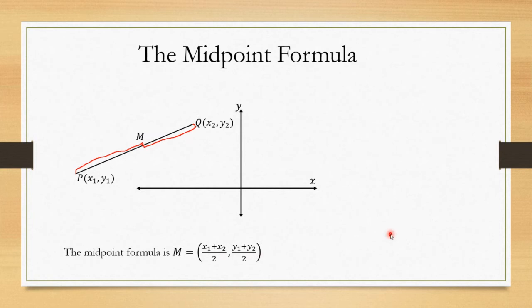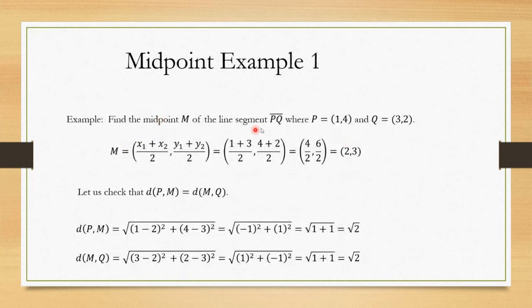Okay, let's practice that. Let's find the midpoint of the line segment PQ. Suppose P is the point (1, 4) and Q is the point (3, 2). What would that point M be? We have our formula, so we add the x coordinates of P and Q and divide by 2, then add the y coordinates and divide by 2. What you get is 4 over 2, 6 over 2, which is the point (2, 3).